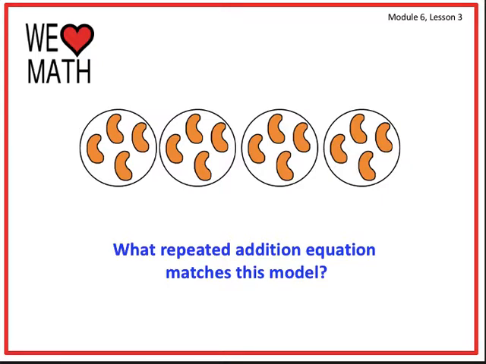But right now on your screen you should see some lima beans, or I don't know what kind of beans they are, but there are some beans in some circle groups. And I want you to think about a repeated addition equation that matches this model. So what numbers can we be adding together that would match what the picture is showing? Did you say 4 plus 4 plus 4 plus 4?